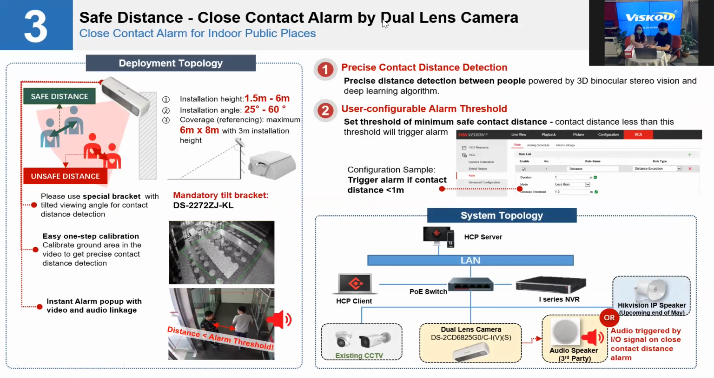You can see the system topology from here. We use the HikCentral server, right? It's just a PC. The HikCentral web client for configuration, the control client for monitoring, and we also use a PoE switch to supply power and network for the two cameras. And it's really easy to do that. And as you can see, we can also connect to the audio speaker, the external siren.